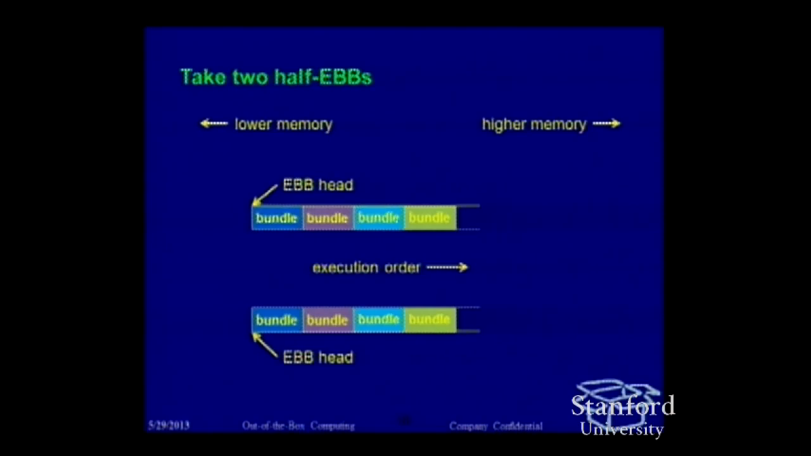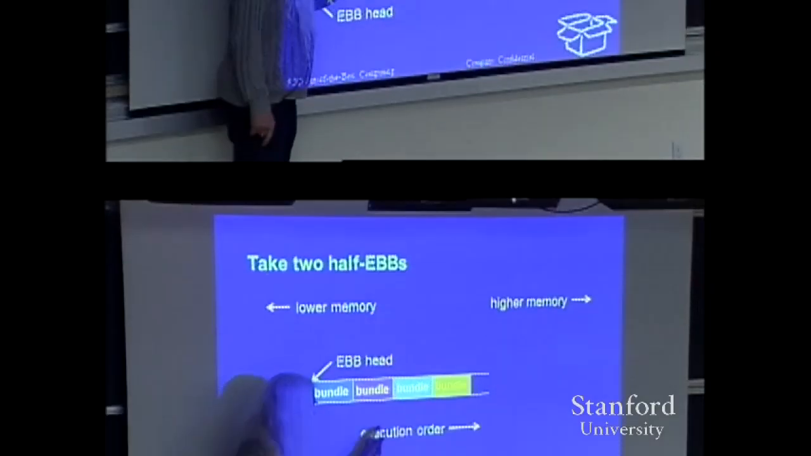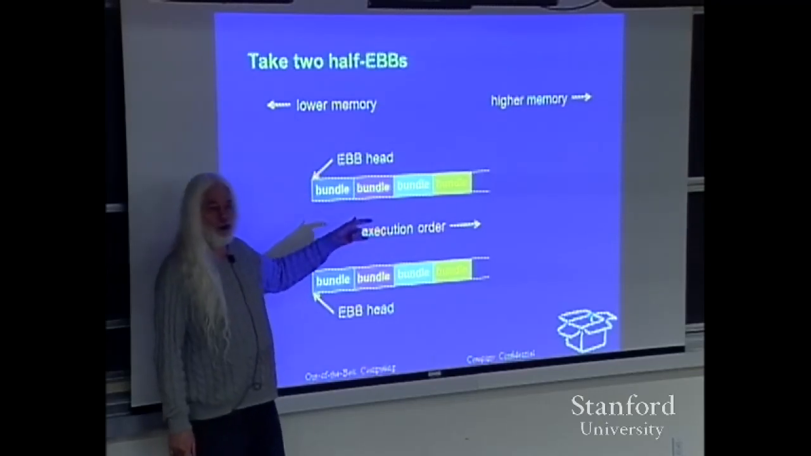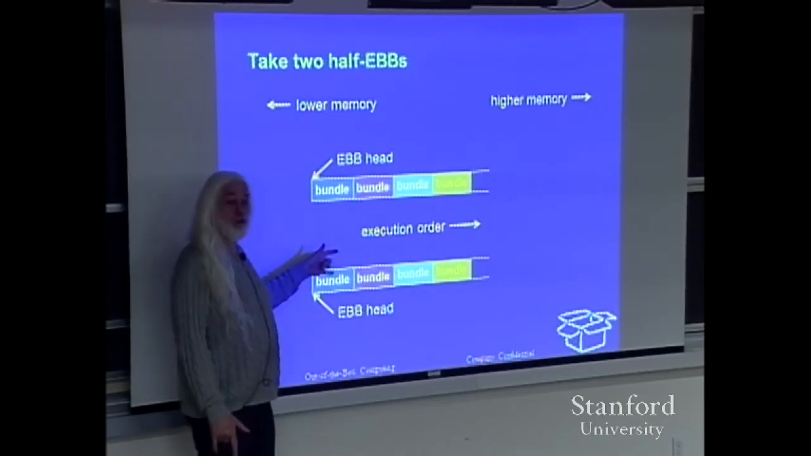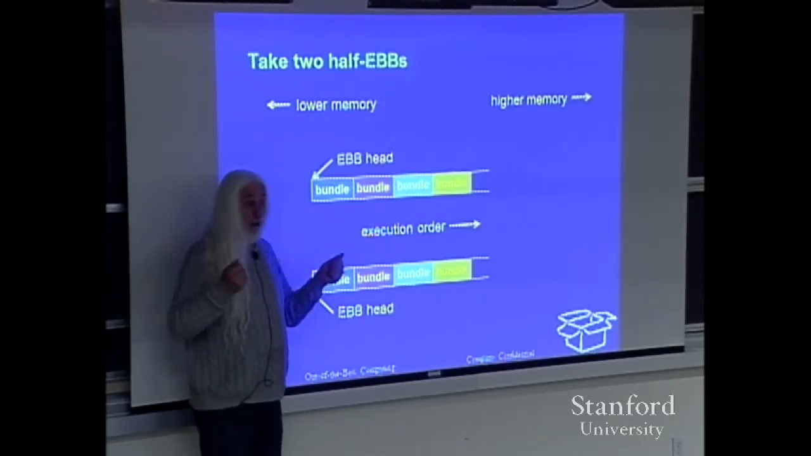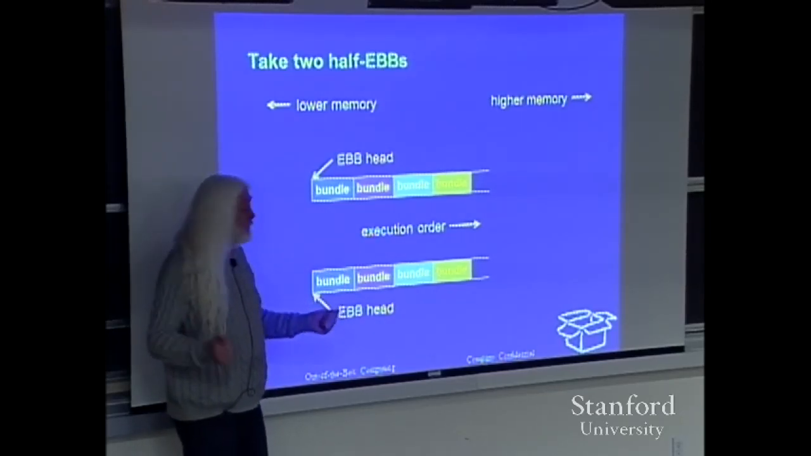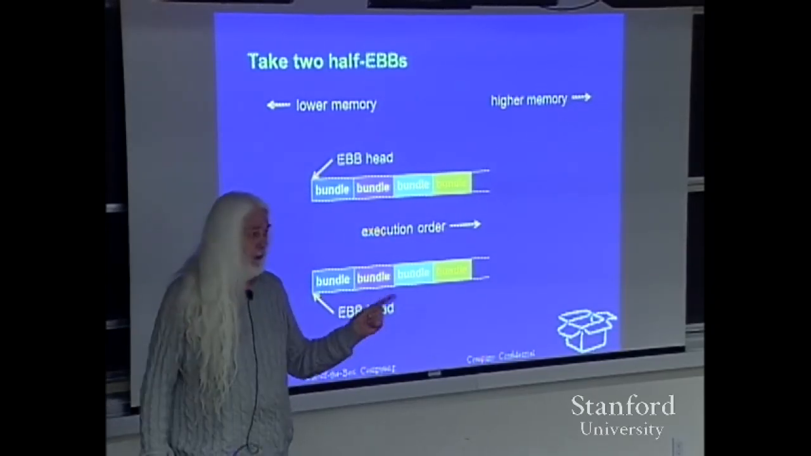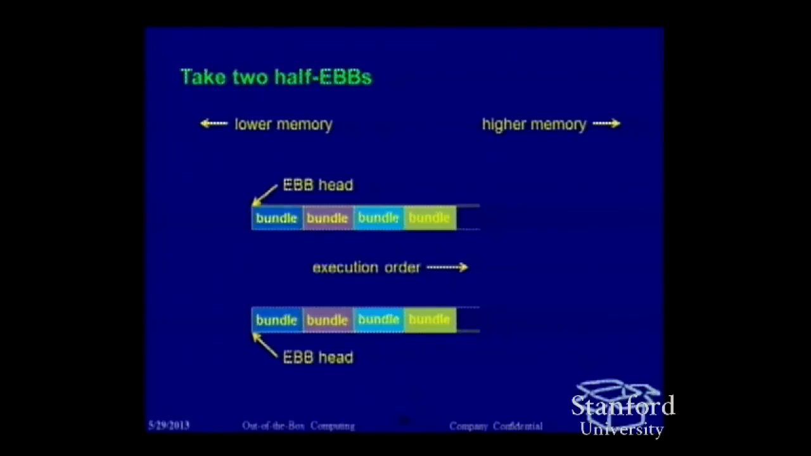So, take 2 of our half EBBs. This is color-coded to indicate the 2 half bundles which will decode and issue in the same cycle. The 2 blues will go together. They are actually part of the same instruction; it was split in half. The two purples will go together, and so forth. So that's the color coding, merely to indicate which of the two halves belong together. They're organized from lower memory to higher memory, as usual.